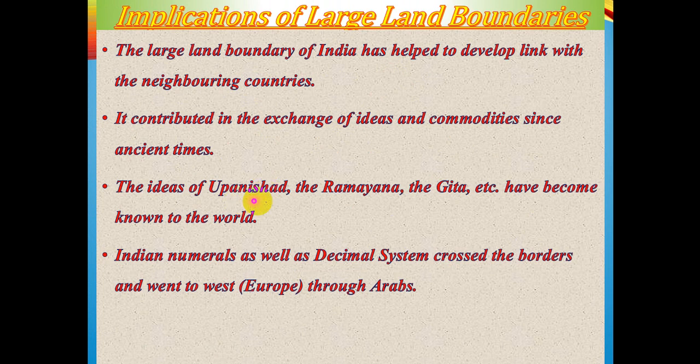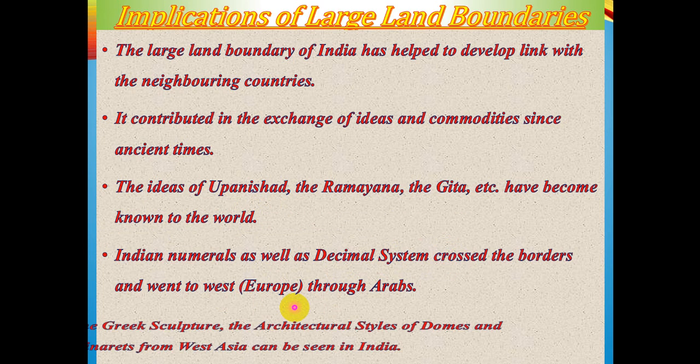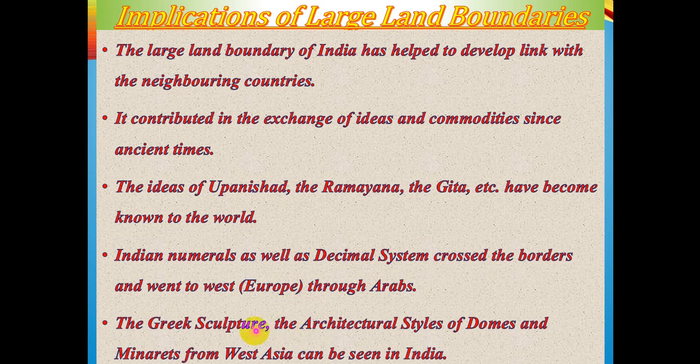We have the ideas of large epics like the Ramayana, Gita, and Upanishads, and even some specific things were exchanged, like the decimal system, which crossed the border and went to West Europe through the Arabs. And in return, we got Greek sculpture and architectural styles of domes and minarets from West Asia, which are found in our country.